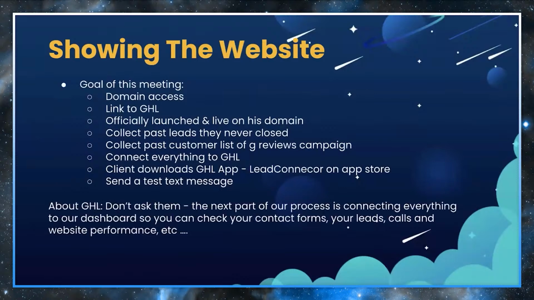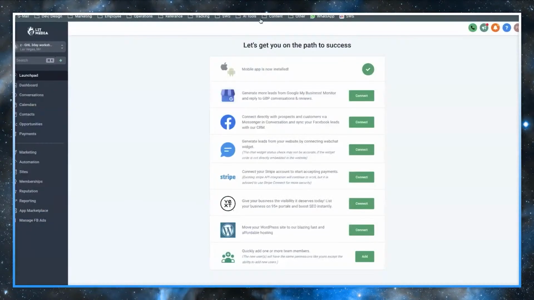So about Go High Level, don't ask them. Again, next part of this is the way that you're going to phrase it. So the next part of our process is connecting everything to our dashboard so you can check your contact forms, your leads, your calls, and website performance, everything in one place. And it's true. They can, even if they are just doing a website. You go in here, you can go under reporting and you can check their calls. You can check everything. We want to help them track everything.